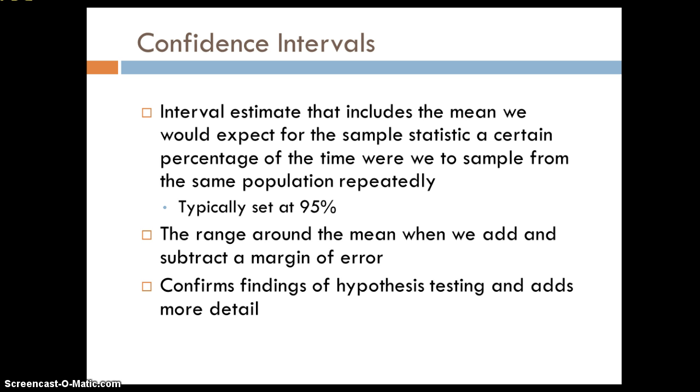So what a confidence interval gives us is the range around the sample mean when we add and subtract a particular margin of error. And it gives us the same results as hypothesis testing, where we're looking to see, is our score more extreme than a particular critical value. But it does add some more detail because it gives us the range of values that we could expect to get.